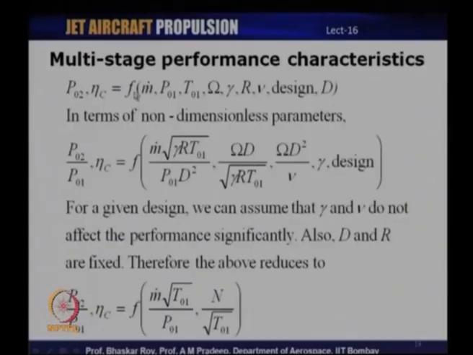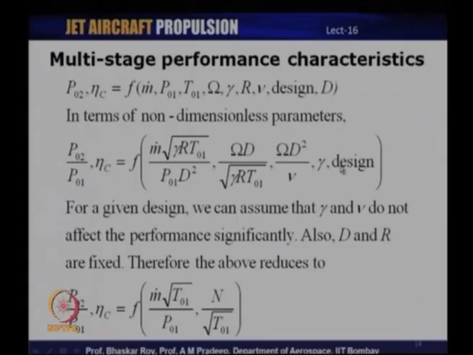So, if we were to express this in terms of non-dimensional parameters, if we carry out a dimensional analysis of these terms that we have listed here, then the non-dimensional parameters come out to be, on the left hand side, the stagnation pressure ratio of the compressor P02 by P01 and the efficiency. This is a function of mass flow rate multiplied by square root of gamma R T01 divided by P01 d square. The other parameter is omega d by square root of gamma R T01. Then we have omega d square by viscosity nu, then the ratio of specific heats and the design.